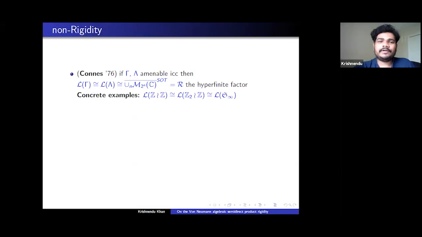If you want concrete examples, you can take the wreath product of Z with Z, the wreath product of Z_2 with Z, and the permutation group with infinite generating set. Notice that the first group does not have any torsion element. In the second group, you have torsion and you have infinite order elements. And in the third group, you have only torsion elements. So you can see that the group von Neumann algebra does not remember classical invariants like torsion or rank, even the generators or anything.